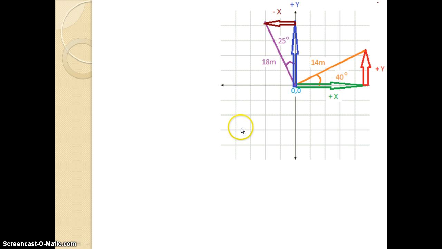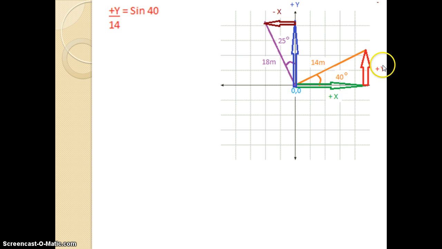So here it is, made a little bit bigger. I put the numbers in there again. 18 meters is my hypotenuse of the right triangle, aka the magnitude, with an angle. 14 meters and 40. We're going to find the x and y parts of each one of these. So these 2 vectors will be broken up into 4. Green, red, blue, and brown. And in doing so, we're going to have 2 x's and 2 y's.